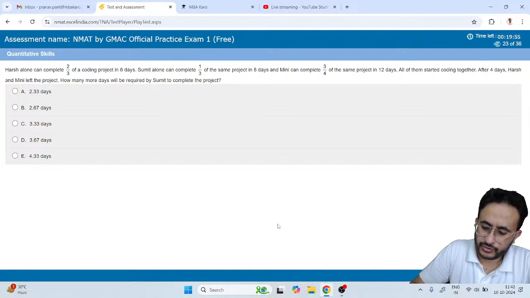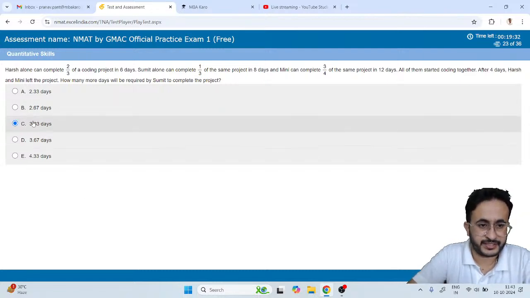Okay, so let's take the LCM, that is 144. So that means Harsh does 16 units, Sumit 6 units, and Mini does 9 units. So total they work for 4 days. So 31 into 4, that is 124 units are done, 20 units are remaining, and Sumit is working on it at 6 units a day, so 3.33 days.